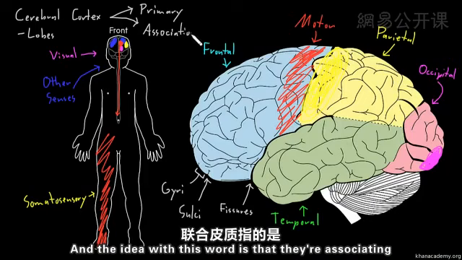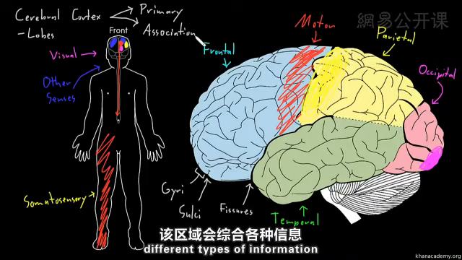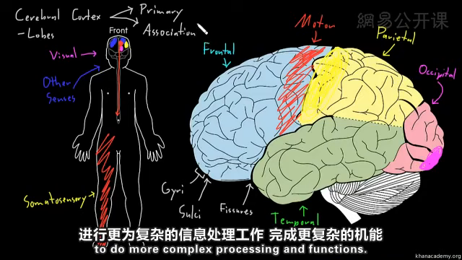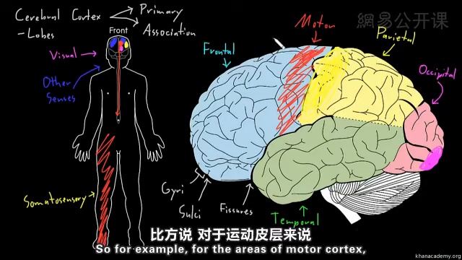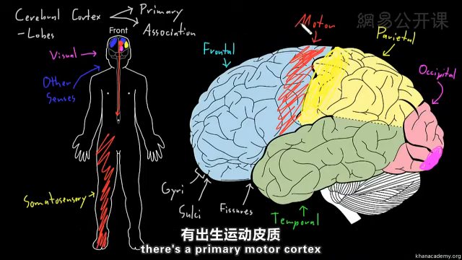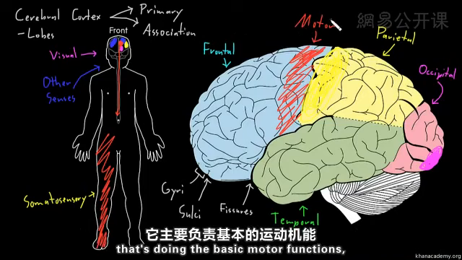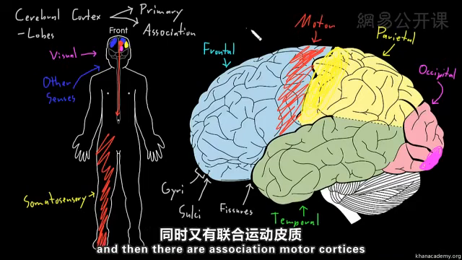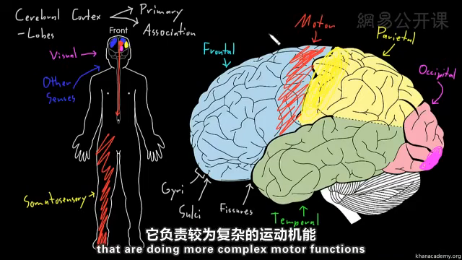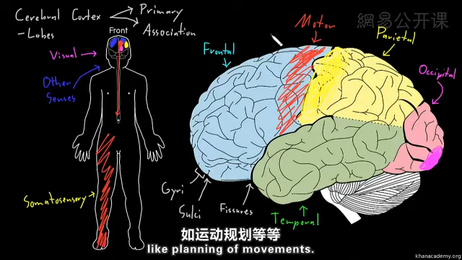Association. The idea with this word is that they're associating different types of information to do more complex processing and functions. So for example, for the areas of motor cortex, there's a primary motor cortex that's doing the basic motor functions. And then there are association motor cortices. They're doing more complex motor functions like planning of movements.